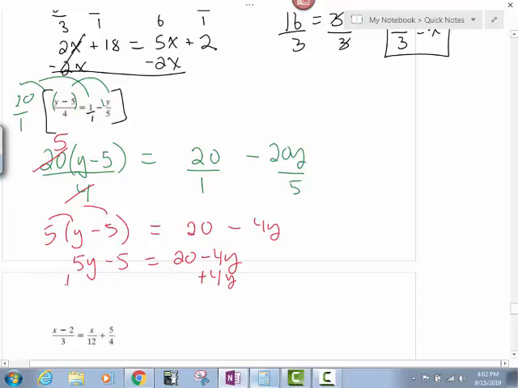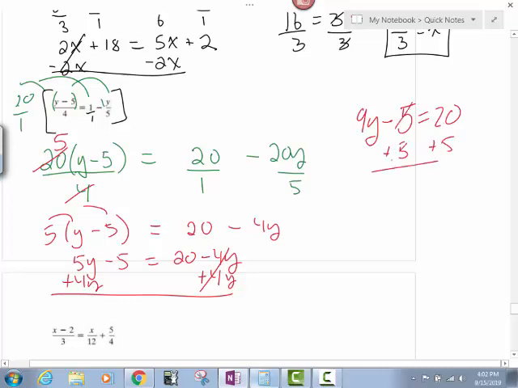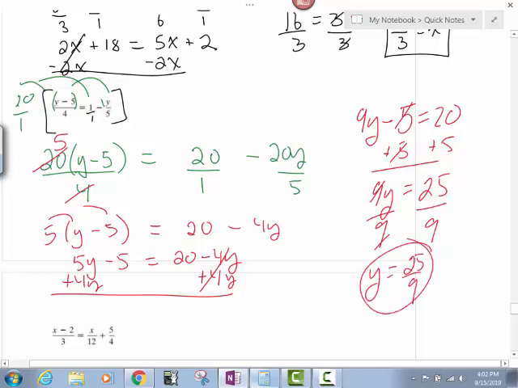Let me go ahead and add 4y to both sides. Those cancel. 5 and 4, I'm going to write it over here on the side where I have some room, is going to give me a 9y minus 5 equals 20. I can add 5 to both sides. And we get 9y equals 25. And finally, I'll just divide both sides by 9. And I end up with 25 over 9. Okay. There we go.